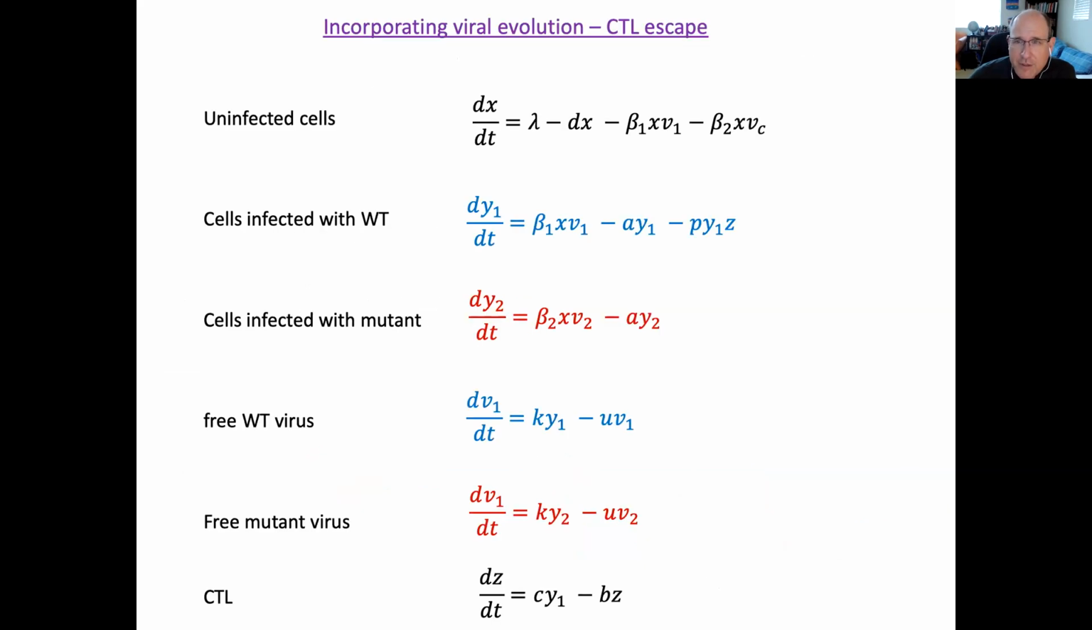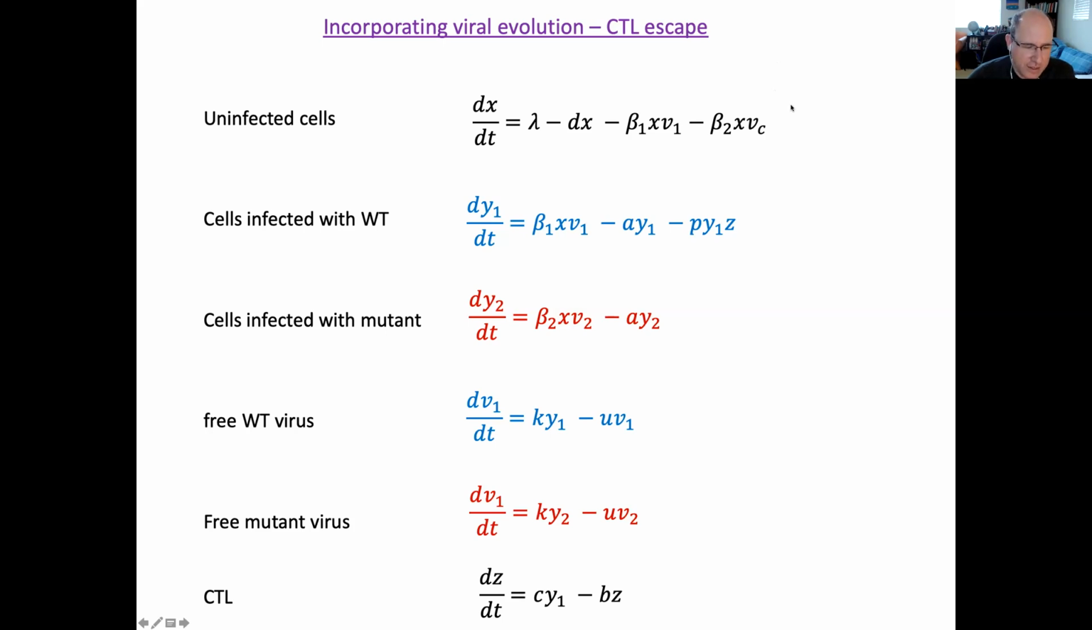So that's CTL responses. So now we're going to be talking about evolution. And in particular, one thing we're talking about is the escape from CTL responses, the viral escape from CTL responses. So viruses such as HIV evolve.